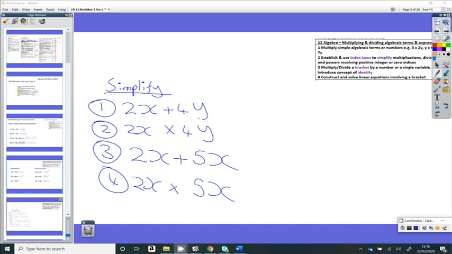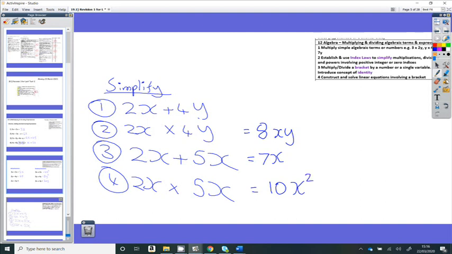Now number 2, when we're multiplying, that's 2 times x times 4 times y. So think of that first of all as the 2 times 4, which is 8, and then the x times the y, which is xy. Now number 3, we're gathering together our x's. 2x add 5x is 7x. And question 4, multiplying 2 times x times 5 times x. Change the order around. 2 times 5 is 10. And x times x is x squared. So hopefully you all got those right.